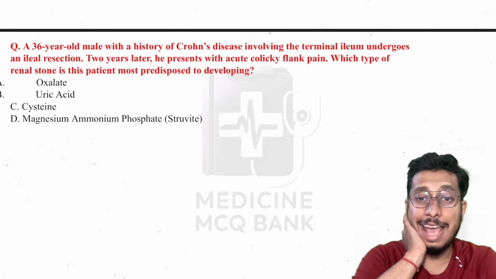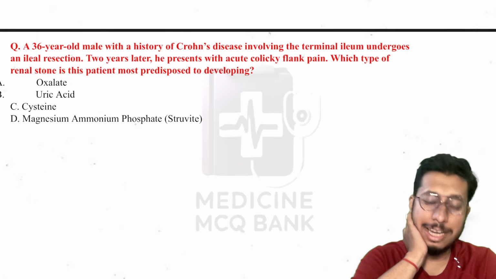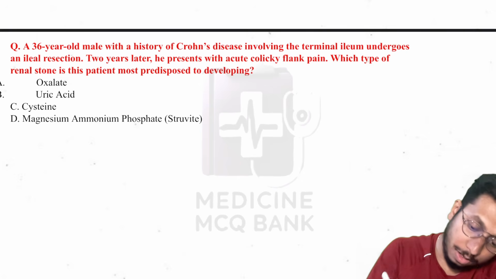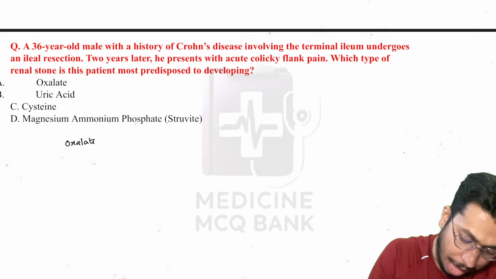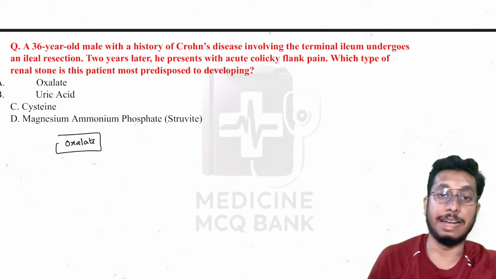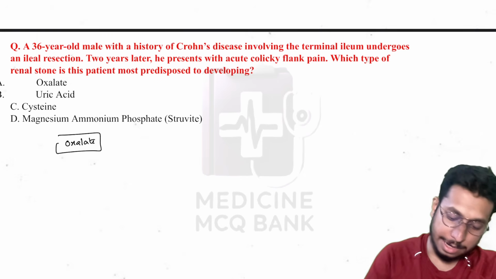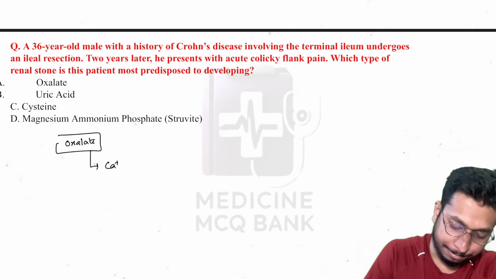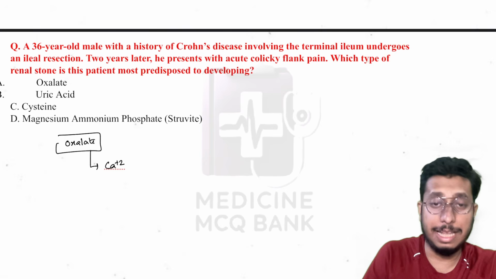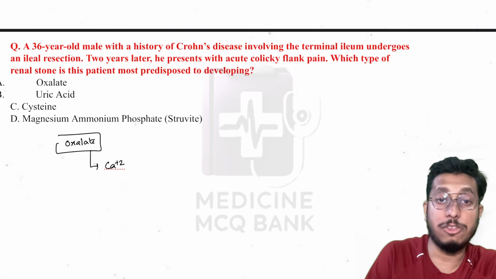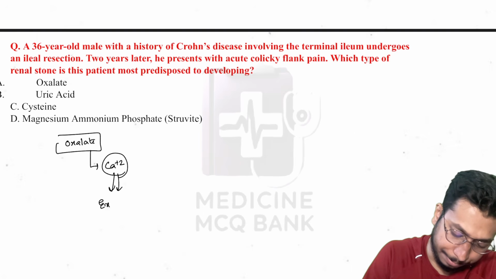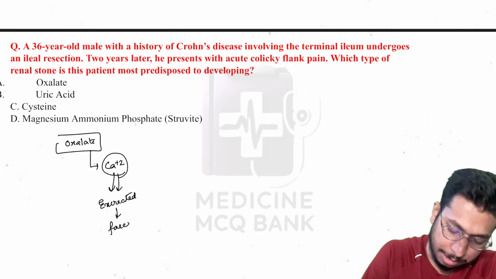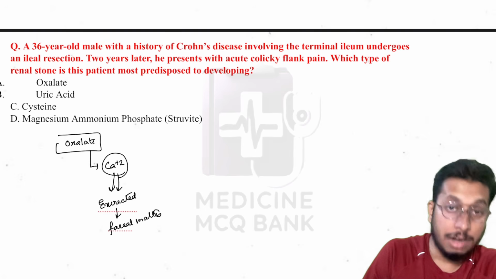Now, in a healthy individual, I'm talking about the state of health, dietary oxalate, the oxalate coming from the diet, will bind to calcium in the intestinal lumen, resulting in an insoluble calcium oxalate complex that is excreted out in fecal matter through the gut.